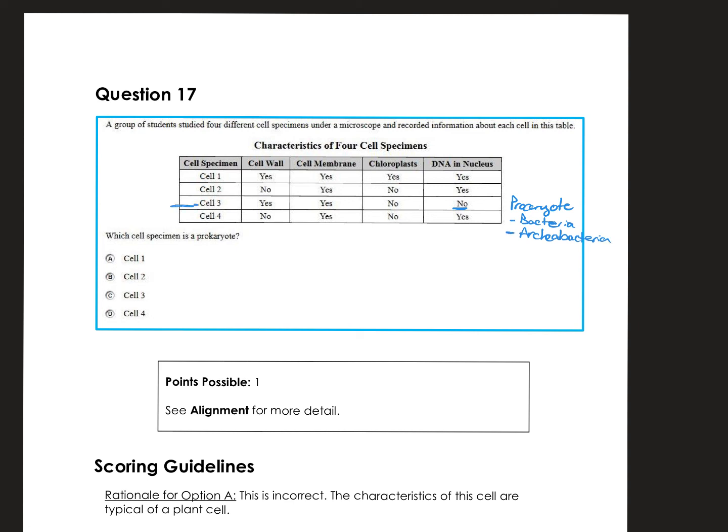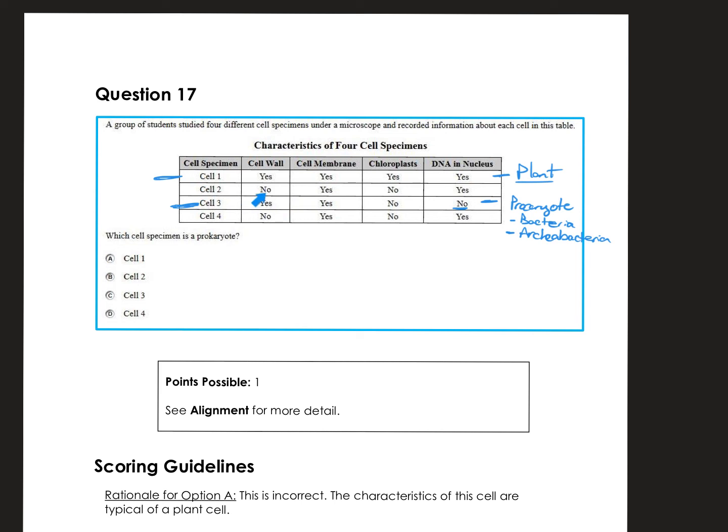All right, so we have already identified cell 3. What about having a cell wall with chloroplast? Well, at that point, chloroplast and a cell wall. That's a plant. Done.